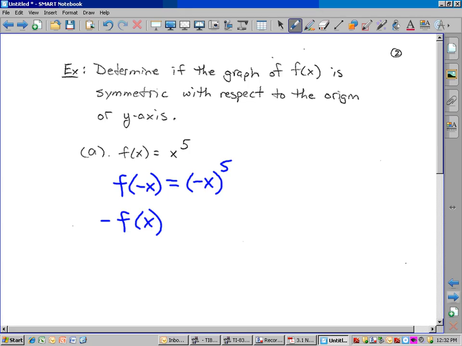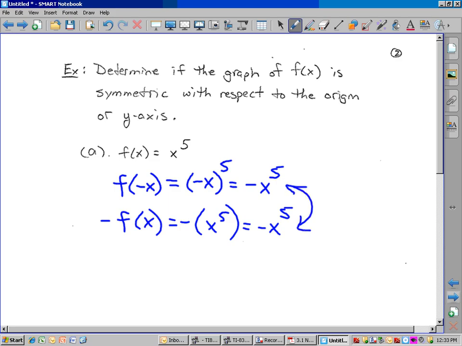We're going to replace x with negative x. That's all that means. And any negative raised to an odd power stays negative. So we can say that f of negative x is equal to negative x to the fifth. Now we have to create negative f of x. Well, the negative's out in front of the function, so we're simply going to put the negative out in front of the function up here. So it's negative of x to the fifth. We then multiply, and we get negative x to the fifth.